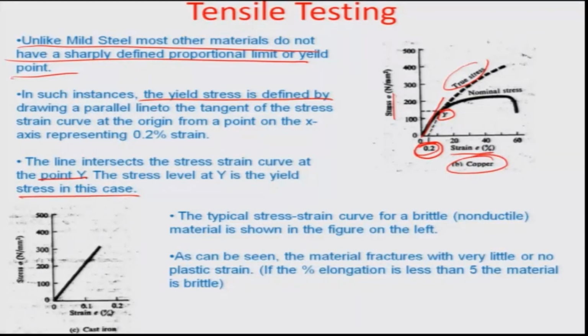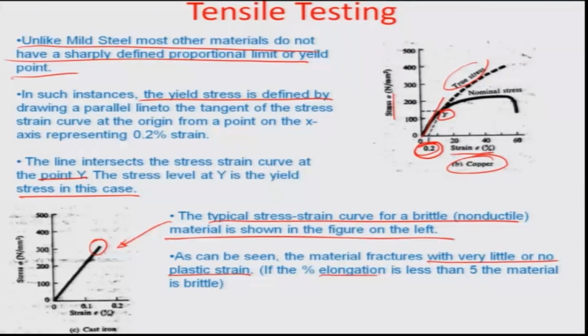Okay. So the typical stress strain curve for a brittle, non-ductile material is shown in the figure here, where there is going to be a breakage after a certain stress has been crossed, and as can be seen, the material fractures with very little or no plastic strain. If percentage elongation is less than 5%, the material is quite brittle. You can see the percentage strain here is 0.1%, or let us say 0.15%, beyond which the material breaks down. Such materials are known as brittle materials.